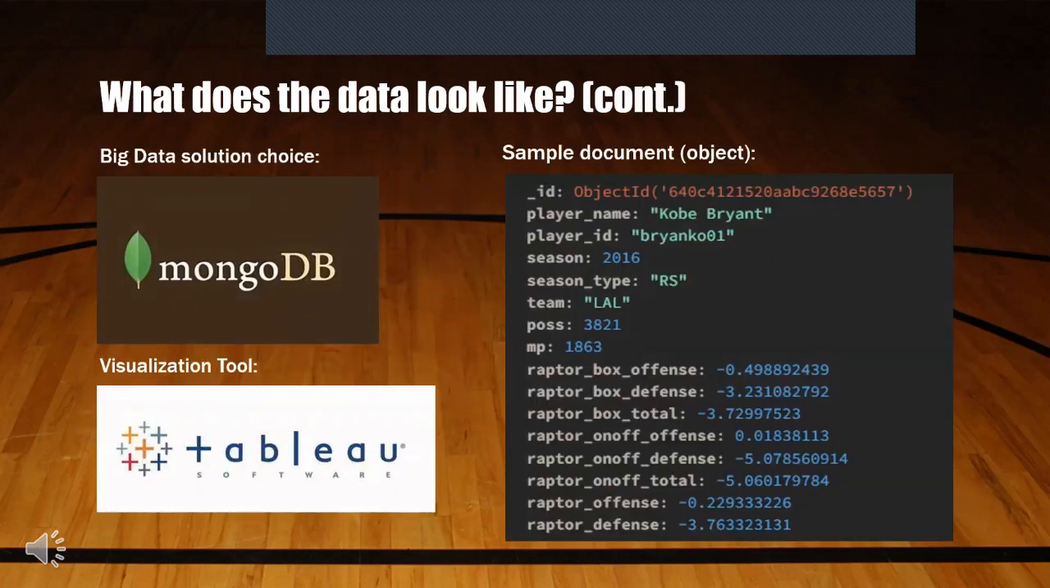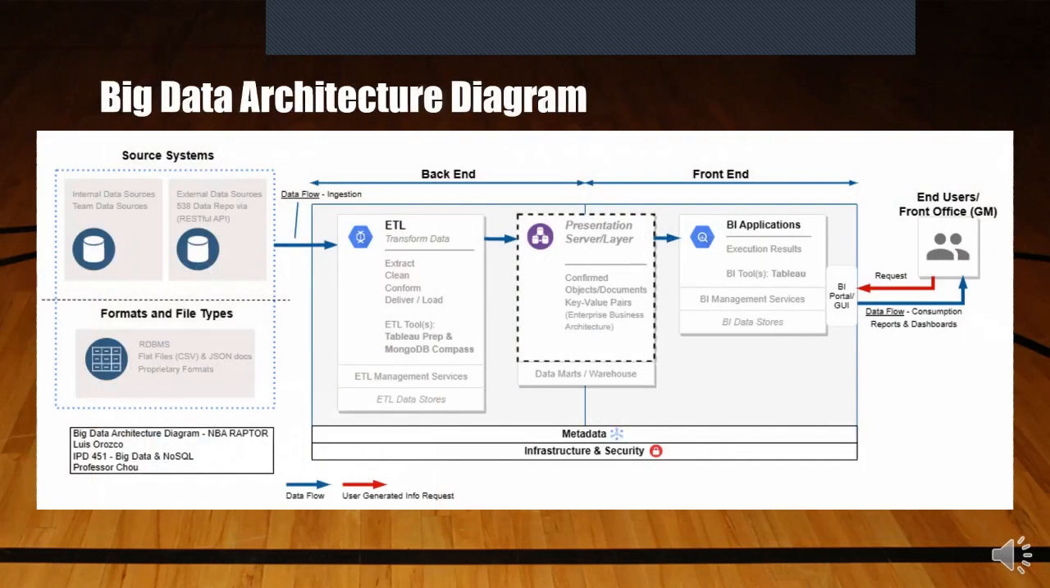And as mentioned previously, we will be leveraging a few tools to do some of our big data and analytical work for this project. The big data solution of choice is MongoDB, particularly the MongoDB graphical user interface, MongoDB Compass. Additionally, for visualization and analytical work, we will use Tableau software. And to the right is just a sample document object as it is seen within MongoDB, just showing a few of the Raptor analytics that we are interested in for a particular player, in this case, the late Kobe Bryant.